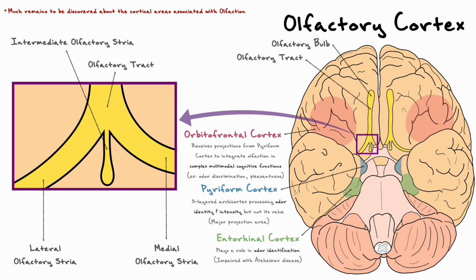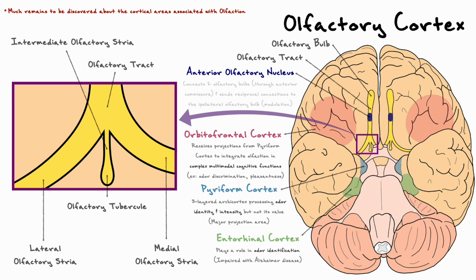The last 2 structures that I feel are noteworthy to mention here are the anterior olfactory nucleus, which can be found in the anterior portion of the olfactory tract, and the olfactory tubercle, which is located at the end of the intermediate stria. The anterior olfactory nucleus is responsible for providing connections between the 2 olfactory bulbs via the anterior commissure, and is also responsible for sending reciprocal connections to the ipsilateral olfactory bulb. These reciprocal connections are believed to modulate from the cortex what happens inside the olfactory bulb.